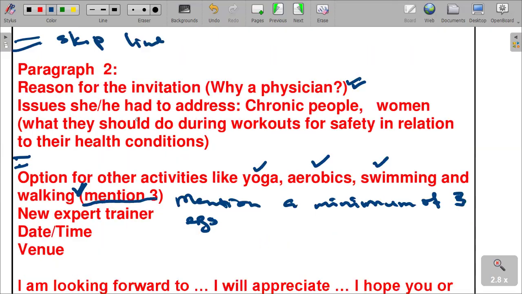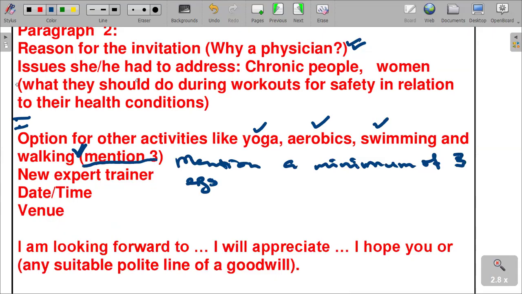And then you are also going to talk about the availability of an expert trainer in your organization. You are indicating to the professional that you are inviting that we also have an expert trainer who is available in our organization, who is to do this and that. And then you also need to indicate the date where this training workshop must happen. The venue also; you can't forget the date, time, and venue. They must be indicated in your writing.